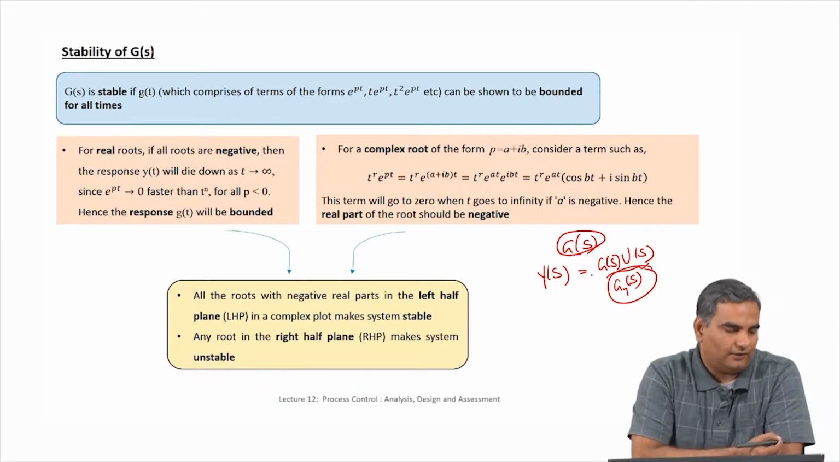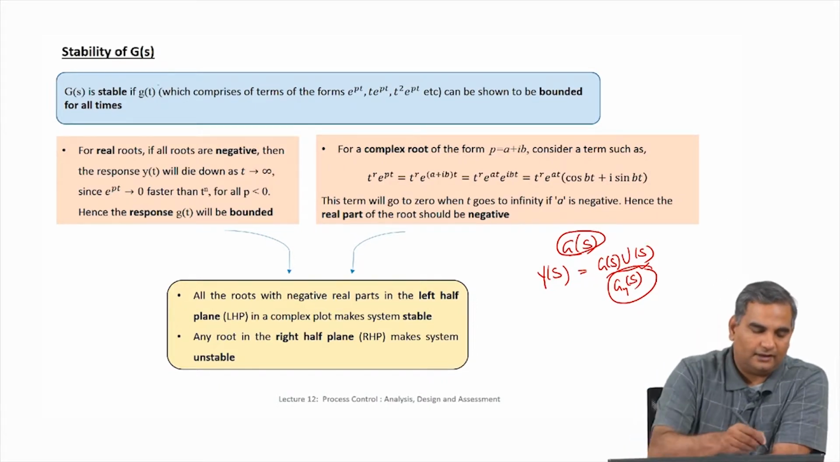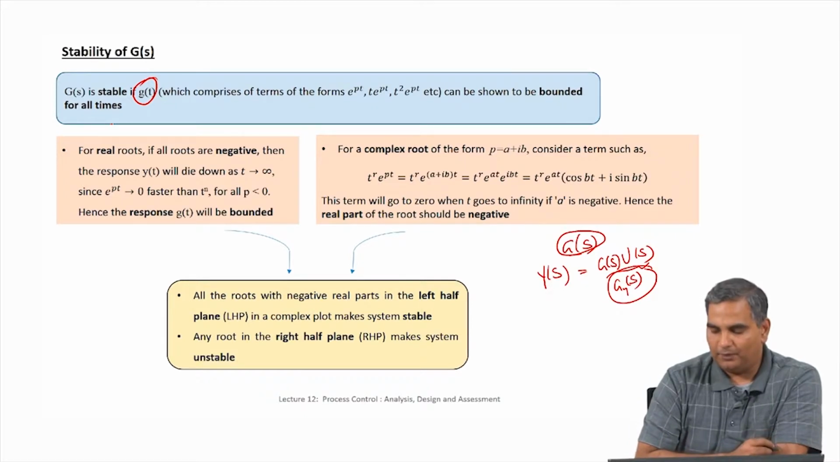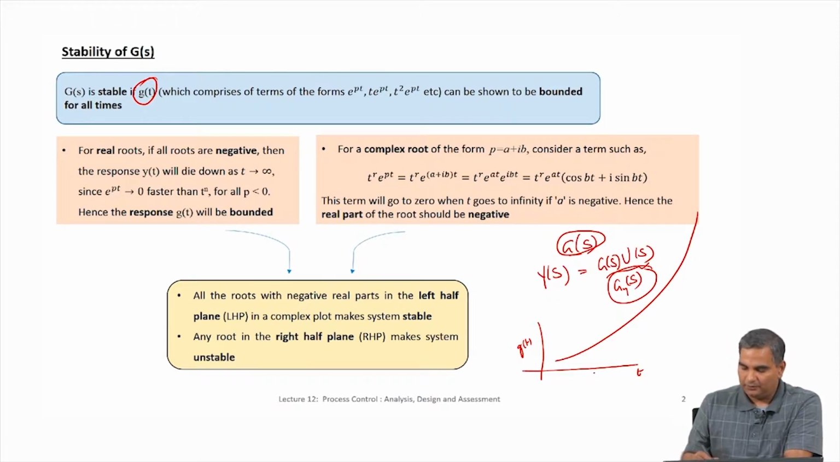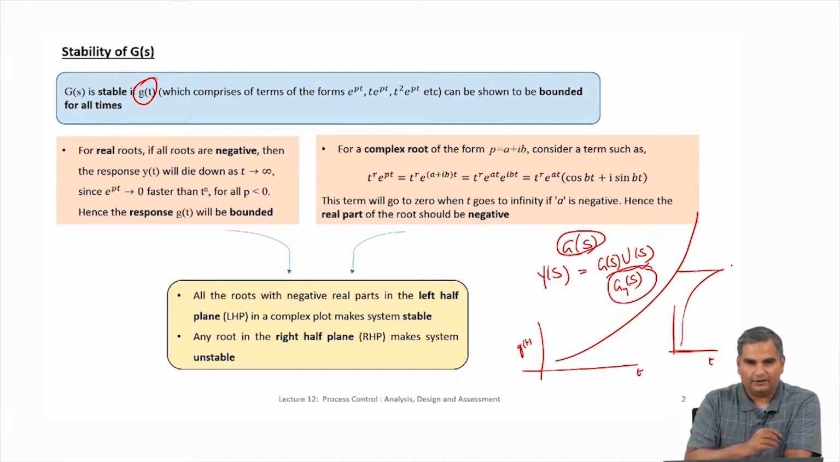So let us start. If we talk about the stability of the transfer function G(s), we are going to say this G(s) is stable if the corresponding g(t), which you will get from inverse Laplace, which is a time domain function, is bounded for all time. So what do we mean by bounded? A simple layman understanding of this is, if I plot g(t) against t, it should not go like this and go to infinity. I should be able to say g(t) will be between certain values. So that is the idea of g(t) being bounded. As t tends to infinity, g(t) cannot tend to infinity, it has to be bounded between certain bounds.